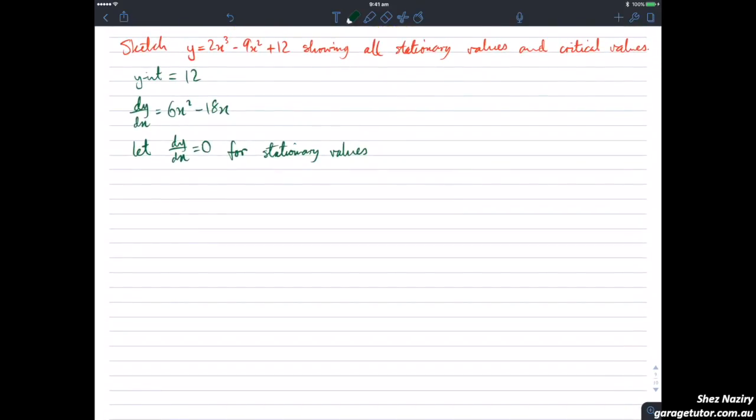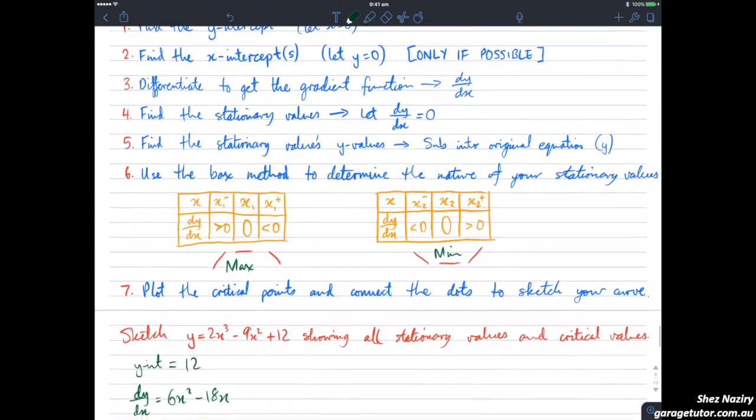Did you write dy/dx equals 0 for stationary values? Yeah, that's fine. I didn't write stationary values. No, you have to write stationary values. Okay. Girls, come on. I'm not done. Let me finish this. So let dy/dx equal 0 for stationary values.